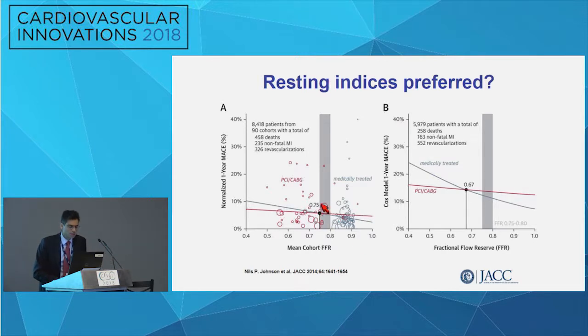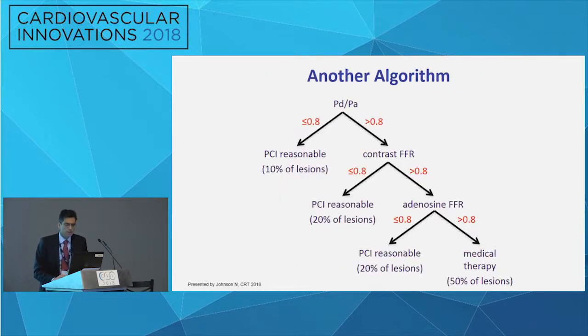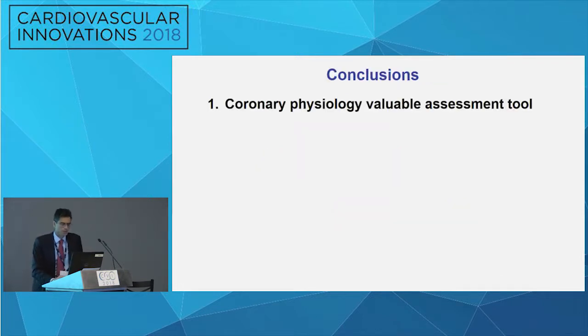So my personal practice has been that the resting index is going to give you the answer in most cases. And if you're in the gray zone, then you can either treat them medically, or give adenosine and do a regular adenosine FFR, or do a contrast FFR to clarify further. You can go both ways. If you have a really low resting index, you're probably ischemic, and then you can sequentially give contrast, give adenosine, to avoid misclassifying those patients.